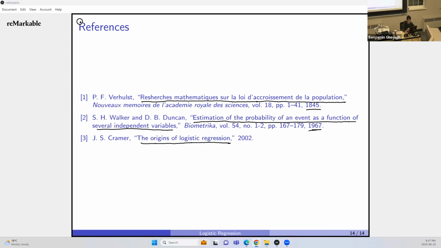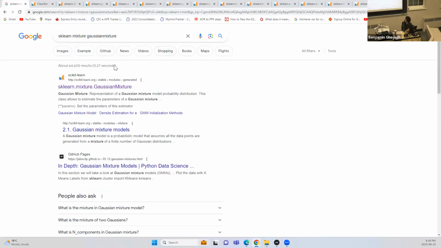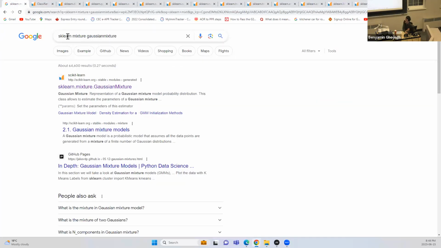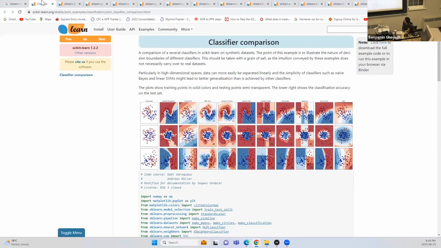Before we continue, so far we have covered most of the basic algorithms in machine learning. Let's take a look at them very fast. I'm just searching scikit-learn. Scikit-learn is also pronounced as scikit-learn. For example, this page is the classifier comparison. Search scikit-learn classifier comparison, and you will have it. For example, what is it comparing?